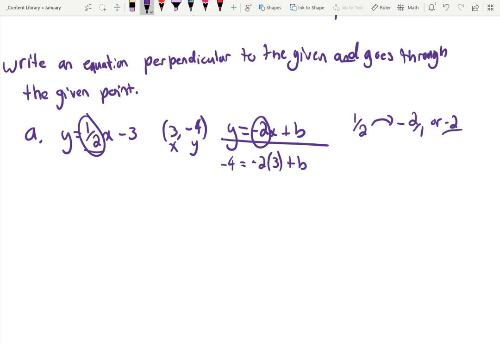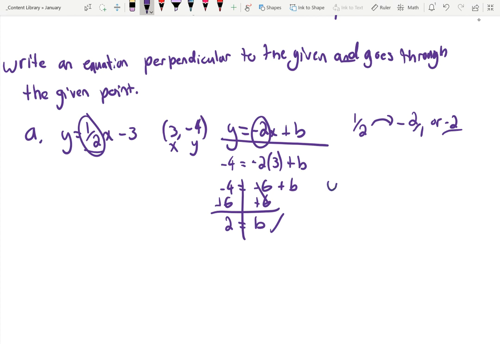But to write the exact equation, I need to know what the correct y-intercept is. I can't just guess or put a random number. So I'm plugging in the x and the y of the point that it gave me, right? Plugged in the y, plugged in the x, and again, I still have that slope that I found, -2. Now I'm going to solve for the correct value of b and have the correct y-intercept. So when I solve this, it's going to be -4 equal to -2 times 3, which is -6, plus b. We'll add 6 to both sides, and this becomes 2. 2 is equal to b. So the correct y-intercept is 2.